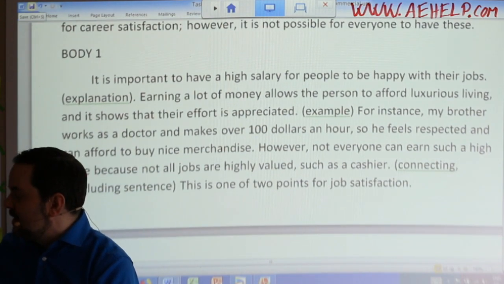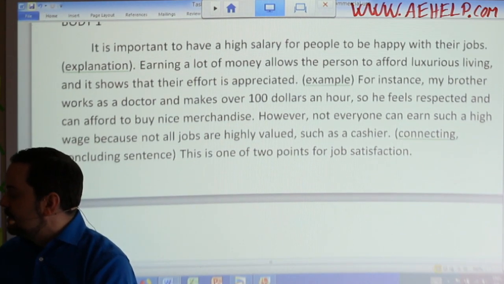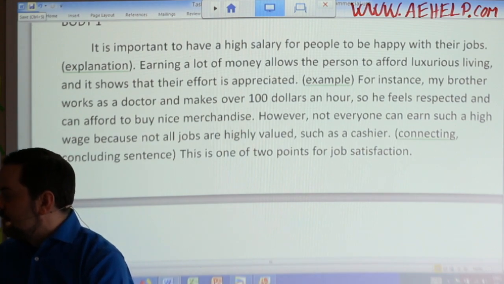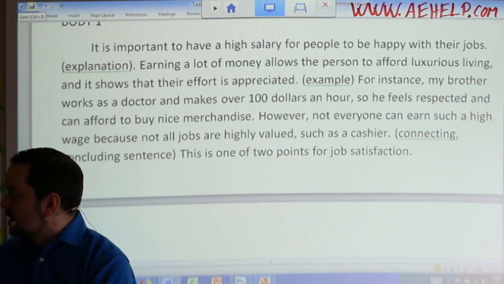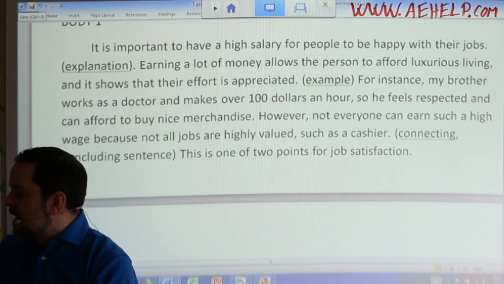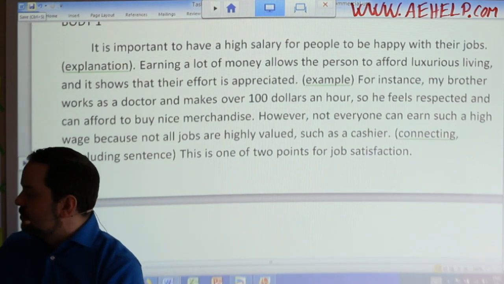It is important to have a high salary for people to be happy with their jobs. Earning a lot of money allows the person to afford luxurious living, and it shows that their effort is appreciated.